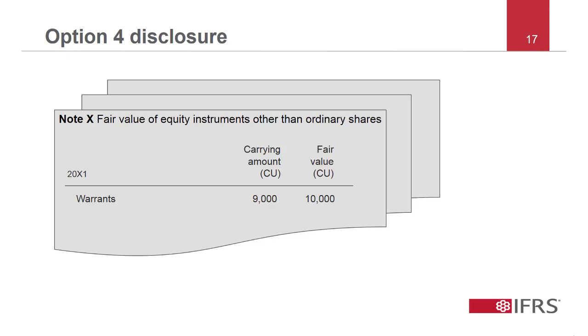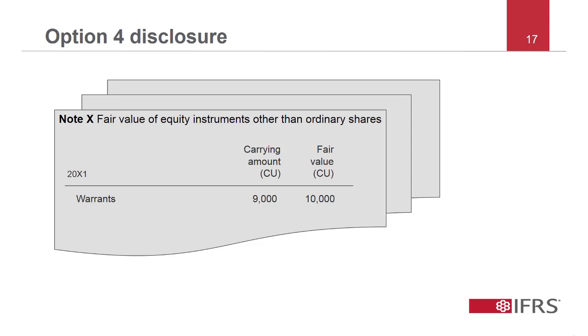The board acknowledged that the approaches to attribute total comprehensive income to equity derivatives would involve cost and complexity. For that reason, the board considered whether disclosure can be used instead. In particular, the board considered whether disclosure requirements related to the fair value of financial assets and financial liabilities in IFRS 7 could be extended to derivative equity instruments, such as in the illustration shown on the slide.